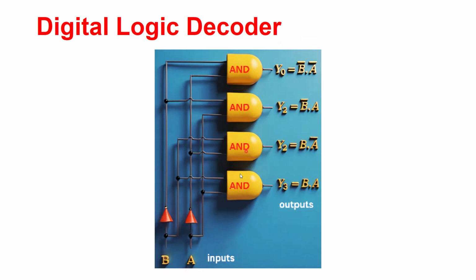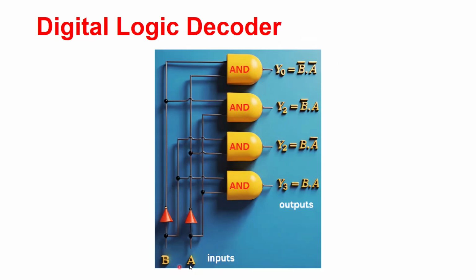Whereas the rest of the AND gates, their outputs will be logic 0, as you can verify by applying the inputs. Because one or both of the inputs of these AND gates are 0, therefore their outputs will be 0. Therefore, only Y0 will be selected. That's why Y0 is equal to B bar and A bar. This is the main term.